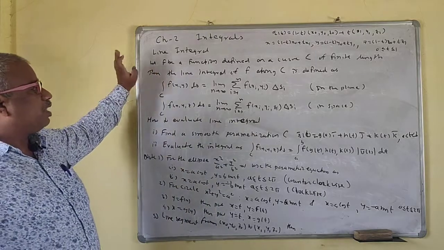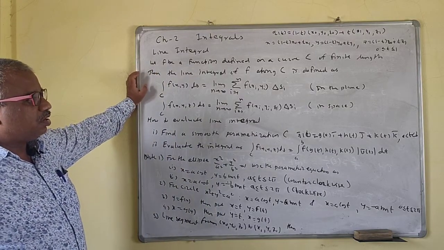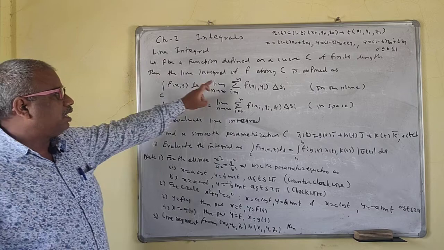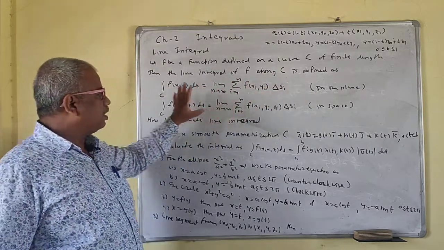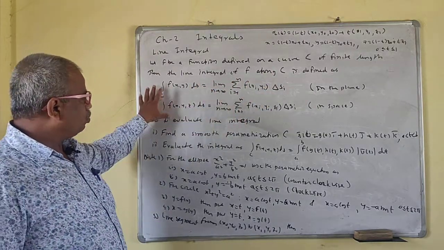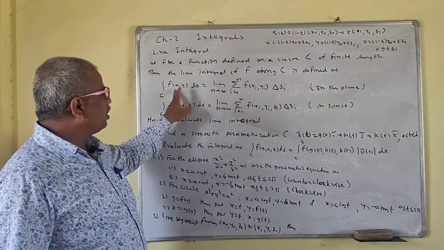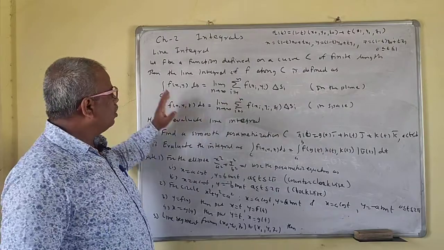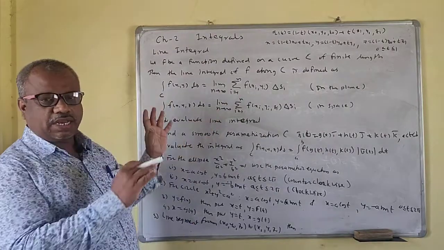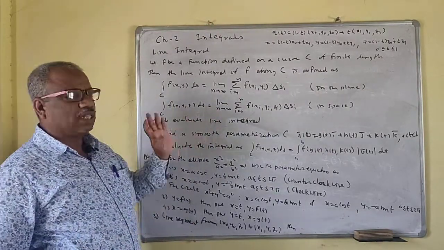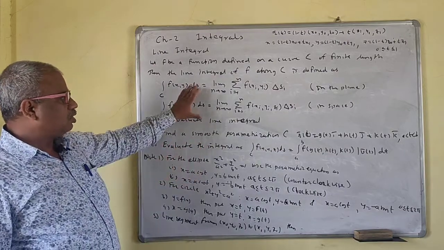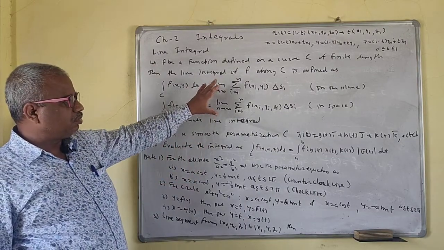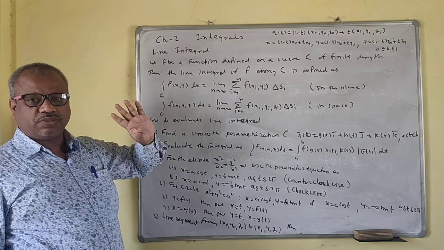Let f be a function defined on the curve C of a finite length. Then the line integral of f along C is defined as follows. You should not worry about the details, but just remember that this is the sum of these areas. If the Riemann integration part is not familiar to you, just remember this only as a definition.